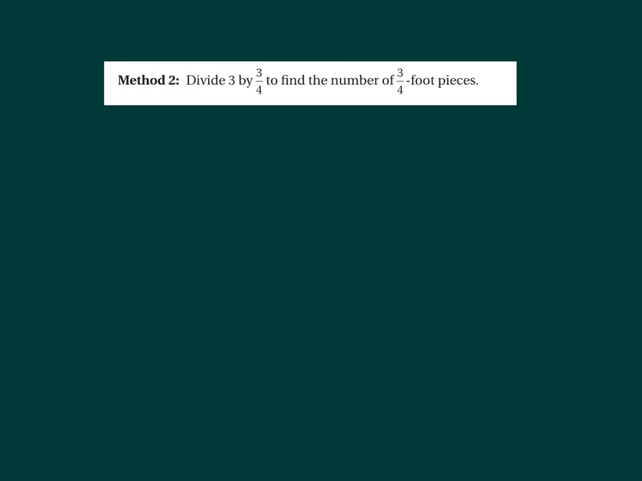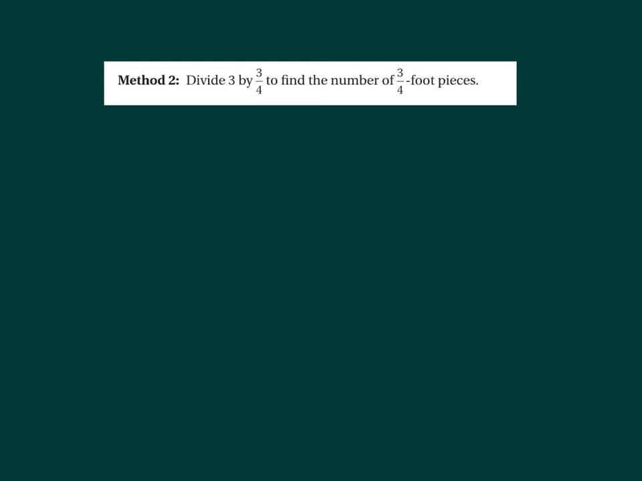Now I did say there are 2 different ways that you could solve this problem. One way was to draw out the diagram. And for some of us that are visual learners, that was probably really helpful to be able to see why we were splitting up the 3 feet boards into the 3/4 pieces. But not everyone is going to want to draw the diagram every time.